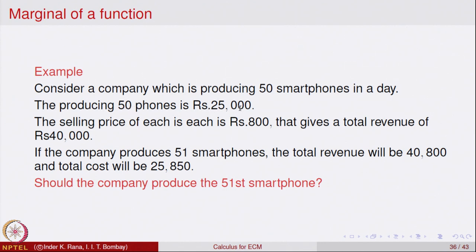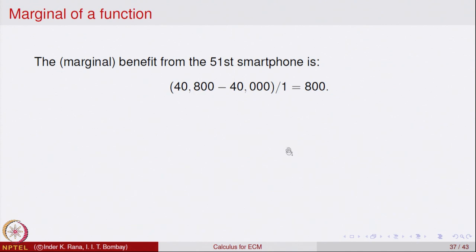So, when we divide by the cost of producing each, the total cost will be 25,000. There will be one additional cost. So, should the company be producing one more smartphone or not? This is the cost of producing 51 phones. This is the revenue they get. So, what we get is the marginal benefit. Marginal means one more phone is produced, the 51st phone.